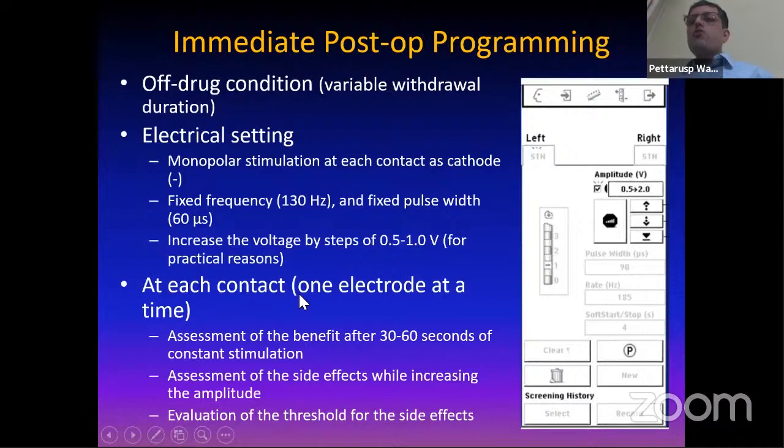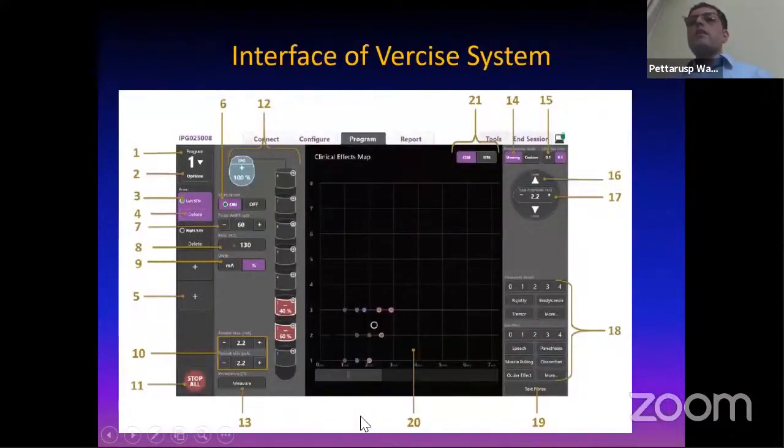So at each contact, you're going to go step by step, looking for the benefit after about 30 to 60 seconds of constant stimulation. And you're also going to assess the side effects while you're increasing the amplitude, and you're going to evaluate for the threshold of the side effects.